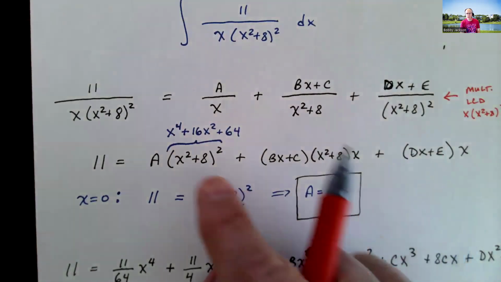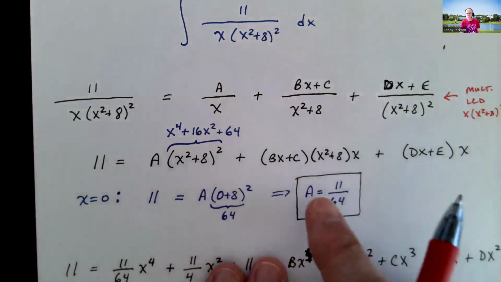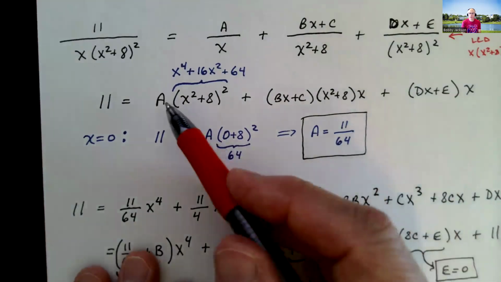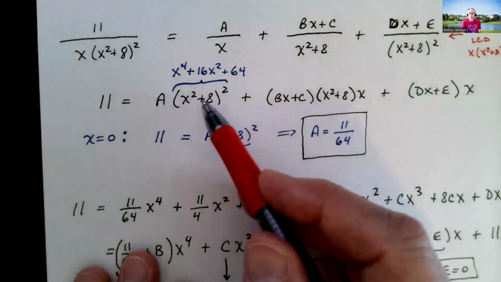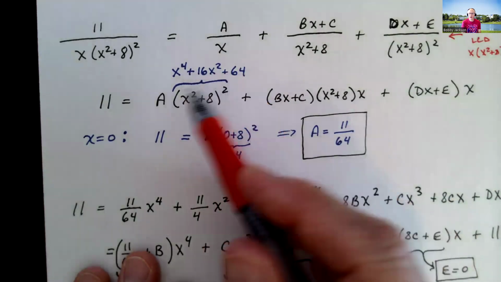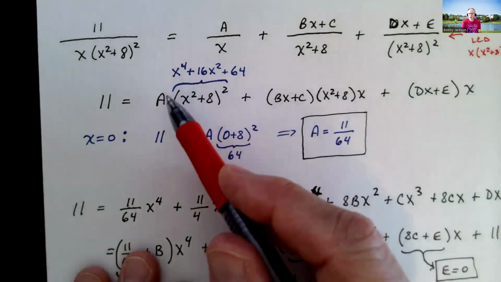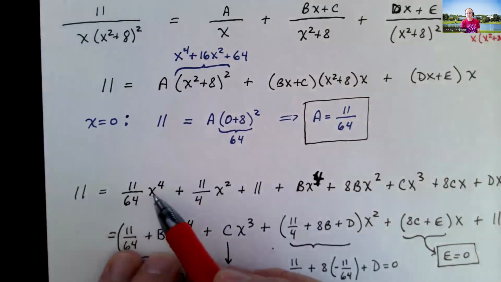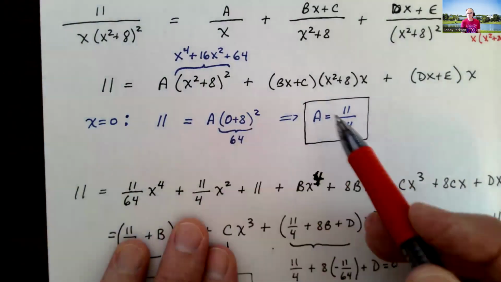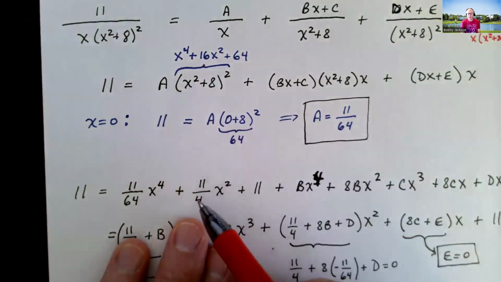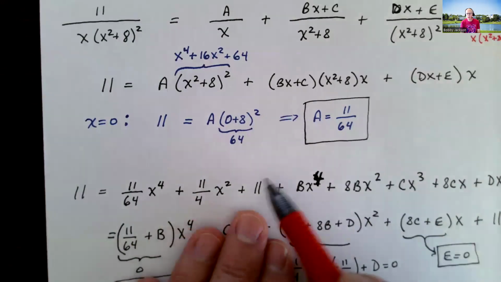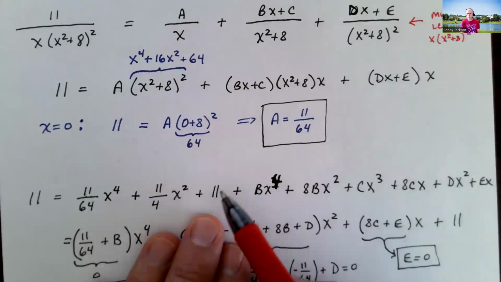I'm going to go ahead and expand all this out. I'm going to leave in the fact that A is 11/64. As I said, I expanded x squared plus 8 quantity squared here. So distribute A, or 11/64, over those. I get 11/64 x to the fourth. 11/64 times 16 is 11/4 x squared, and 64 times 11/64 is 11.